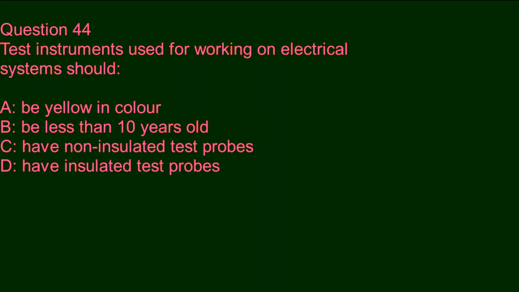Question 44. Test instruments used for working on electrical systems should A. Be yellow in color. B. Be less than 10 years old. C. Have non-insulated test probes. D. Have insulated test probes. Right answer, D. Have insulated test probes.